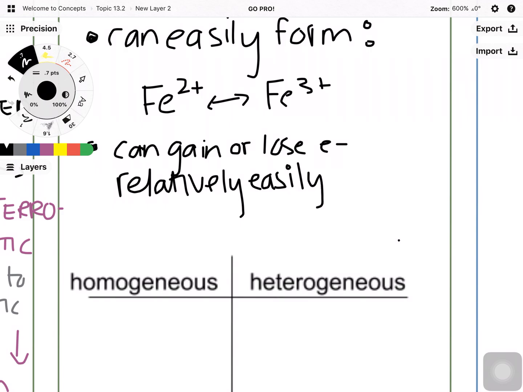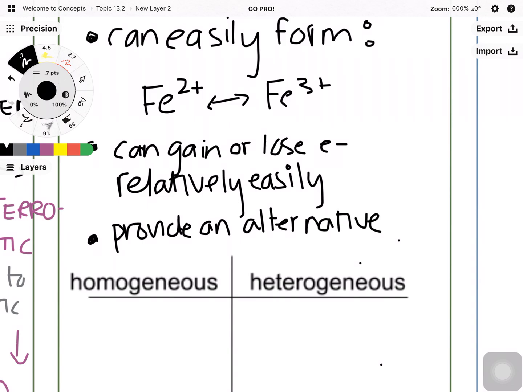So the idea that they can gain or lose electrons relatively easily is awesome, because what transition metals can therefore do is they can provide an alternative pathway for electron transfer. So if my reaction that I'm trying to speed up involves the transfer of electrons, and most reactions do, then having a transition metal as a catalyst can provide an alternative pathway for those electrons to be transferred.